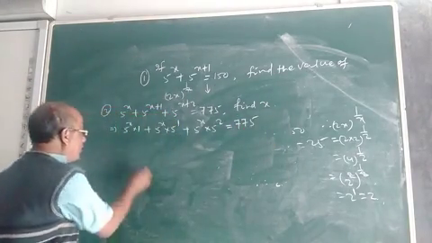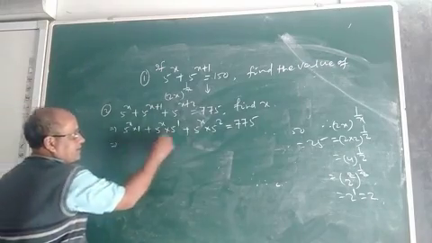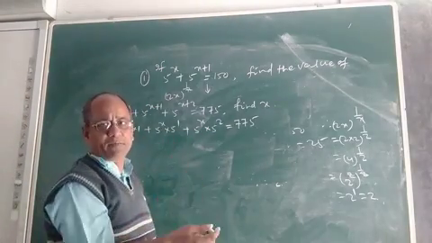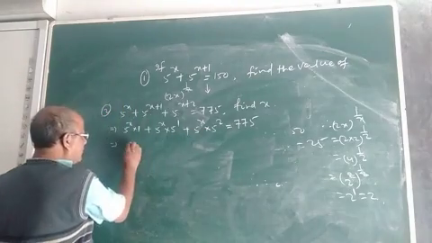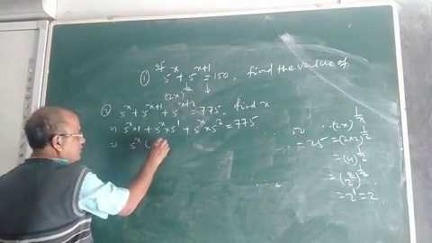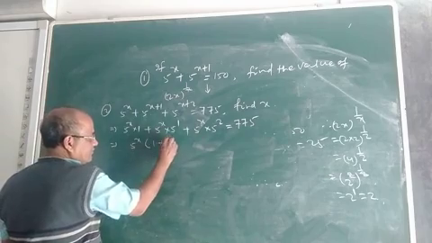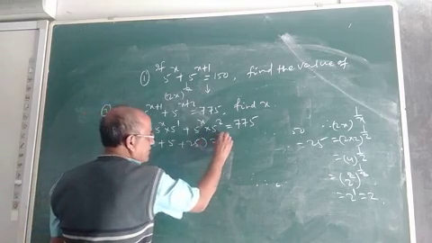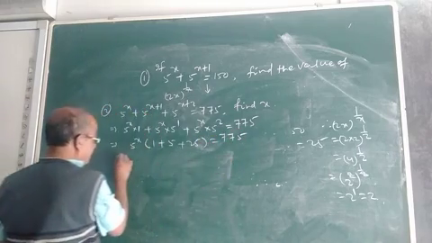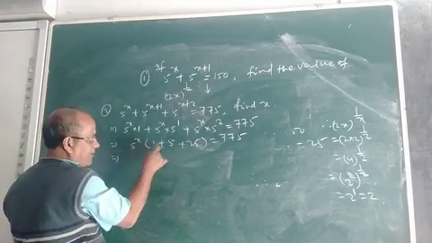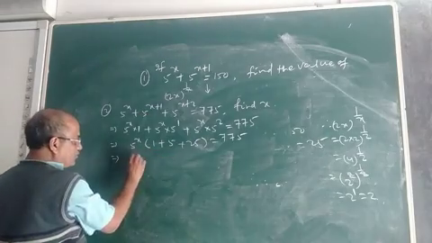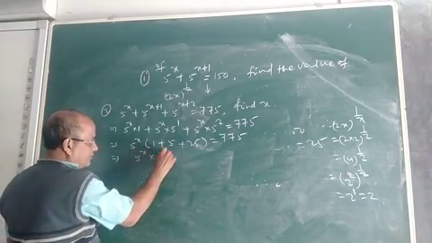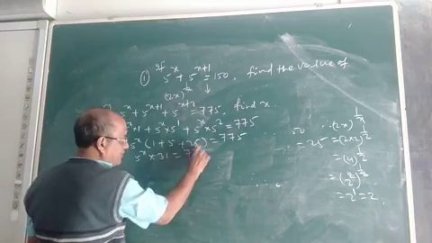Now, as 5 to the power x is multiplied in each term on the left hand side, we can take 5 to the power x common. So it is 5 to the power x into (1 plus 5 plus 25), which equals 775. Now 25 plus 5 plus 1 is 31. So 5 to the power x into 31 will be equal to 775.